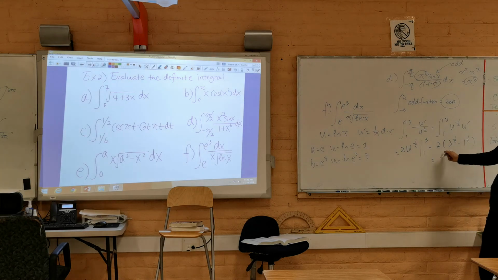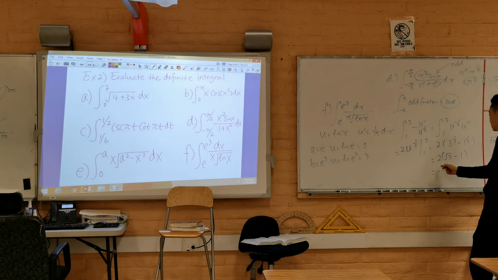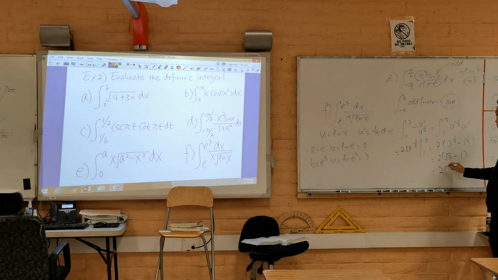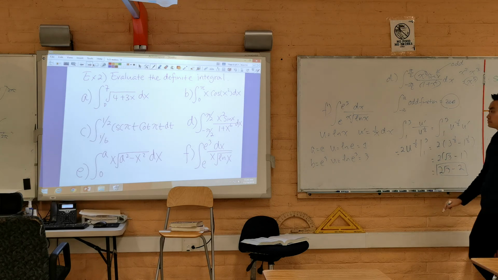Well, the reason why I took out 2 is because 2 is the greatest common factor. So 3 to the power 1 half, nothing we can do, leave it as square root of 3. 1 to the power 1 half, that's 1. So eventually, it's either written as 2 times the quantity root 3 minus 1, or 2 root 3 minus 2. Okay?